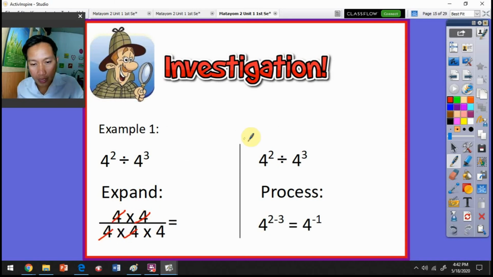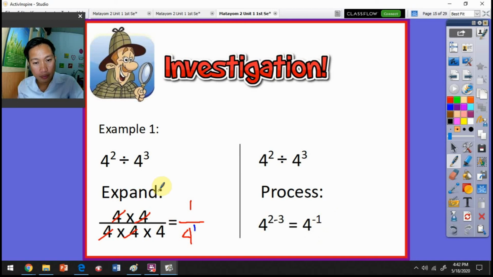Okay, and then we will get 1 over 4. But let me ask you, what is the exponent of 4? 4 to the power of 1. Alright, now let's look at the process part. 4 to the power of 2 divided by 4 to the power of 3. Same process. Since it's divide, the bases are the same. 4 to the power of 2 minus 3. 2 minus 3 is equal to negative 1.